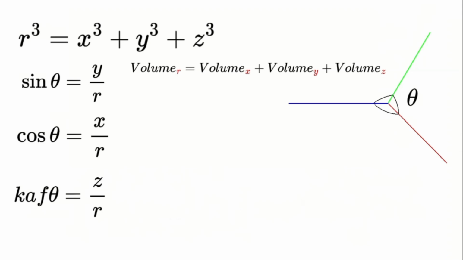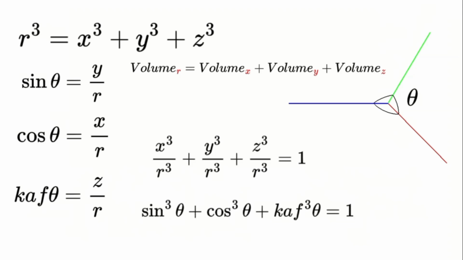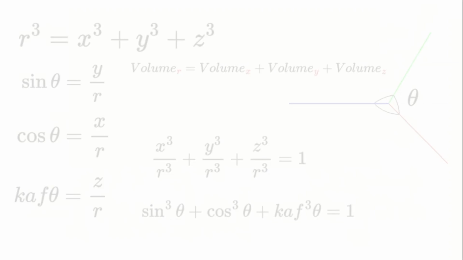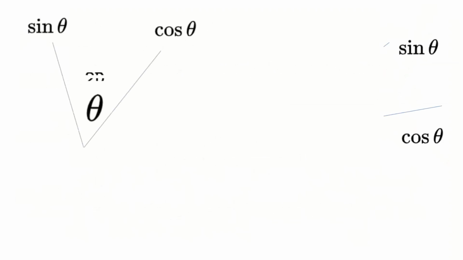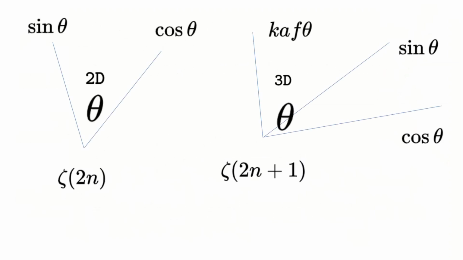If we apply this to the three-dimensional Pythagorean equation and divide by the cube of r, we get the following. The cube of sine theta plus the cube of cosine theta plus the cube of caf theta is equal to 1. This equation suggests that caf theta plays a critical role in understanding three-dimensional spaces. While this isn't proven yet, it opens the door to new possibilities, including using caf theta to explore odd zeta functions, much like Euler used sine theta and cosine theta for even zeta values.